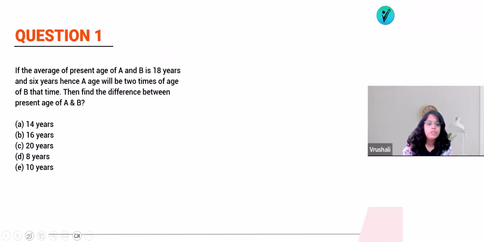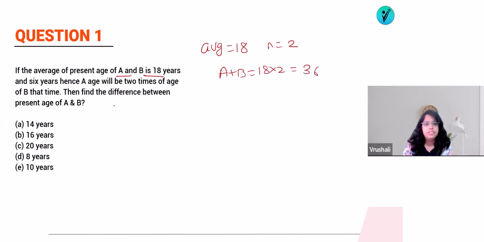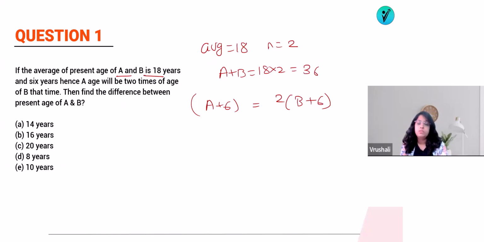Here is your question number 1 on the screen. How will we solve this question? If the average present age of A and B is 18 years, average is equal to 18 and the number of members is 2. So what will be the sum? Sum will be 18 twos are 36, because I know that sum is equal to average into number of observations. So the sum of their ages is 36. 6 years hence, A's age will be 2 times the age of B at that time. Means A plus 6 will be equal to 2 times B plus 6. What is the difference between A and B? This is what they have asked.